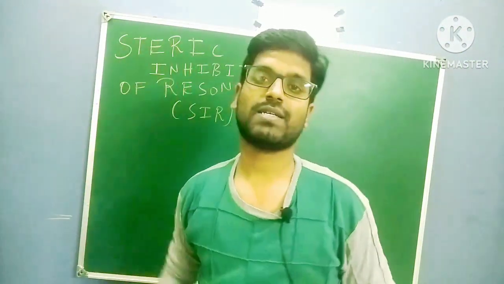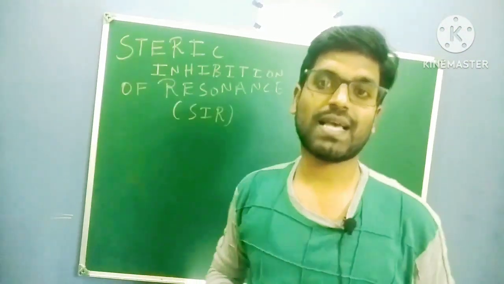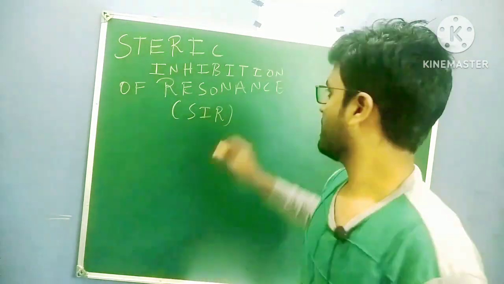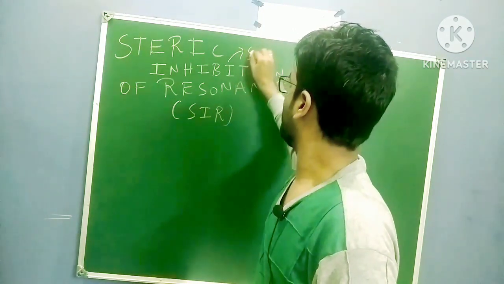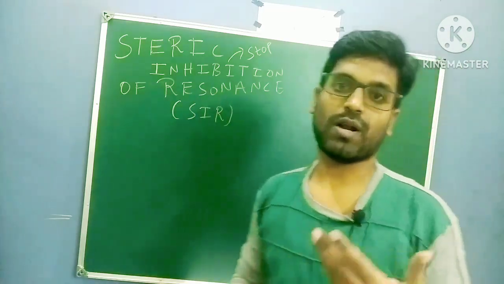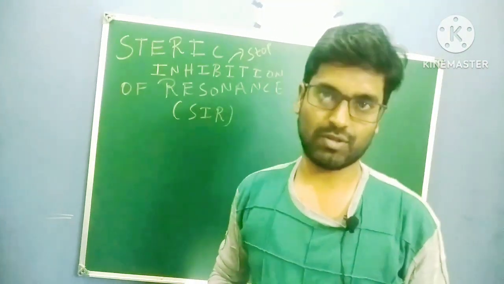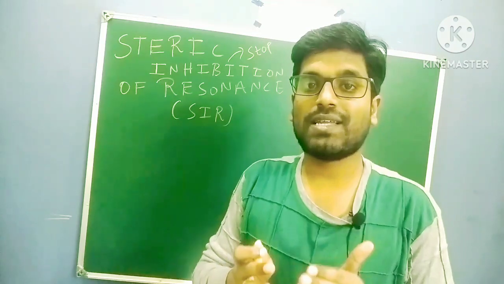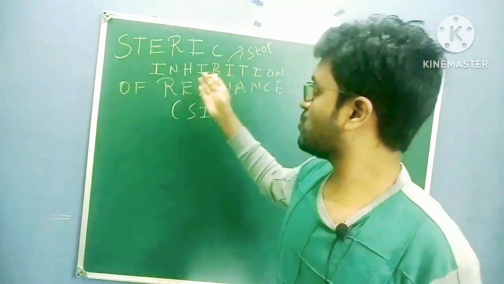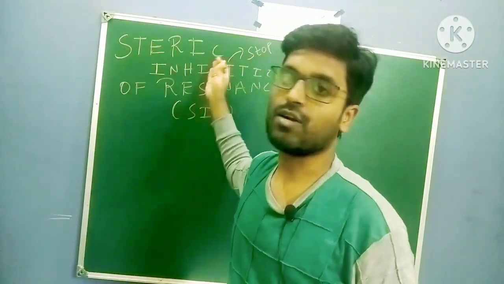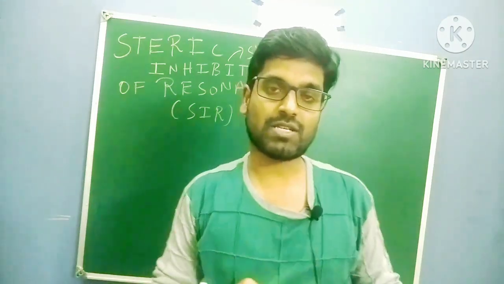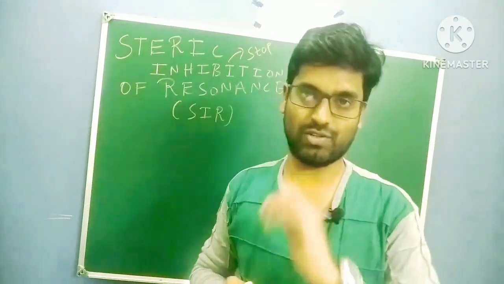Steric groups means bulkier groups, right? Inhibition means stopping. Resonance, you already know about resonance; I have already discussed it. So this is nothing but steric inhibition of resonance. What does it mean? The resonance will stop because of the steric groups. Because of the steric repulsions, resonance will stop. This is called steric inhibition of resonance.